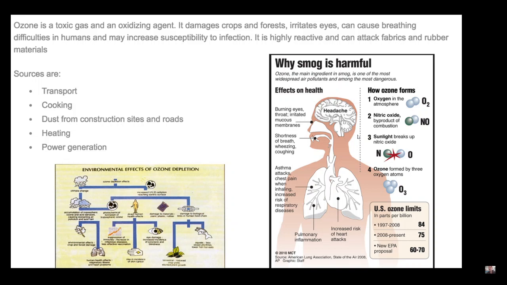It also has on the right side how ozone forms, but we'll talk about that in a second. Oxygen in the atmosphere, with nitric oxide, which comes from combustion, and then the sun breaks them up and makes them collide, and takes away the oxygen molecule, which then forms O3, forming ozone in our troposphere as well. Just keep that in mind, but we'll talk about this much more.